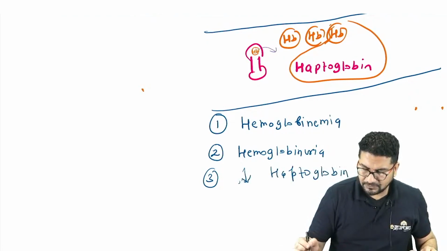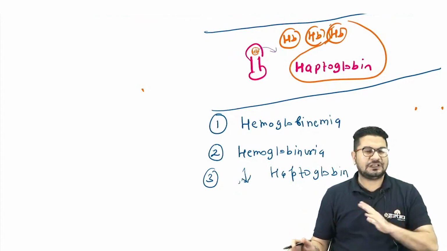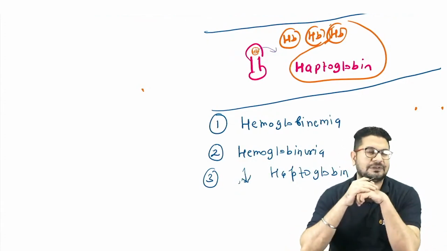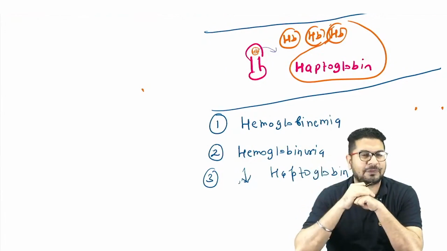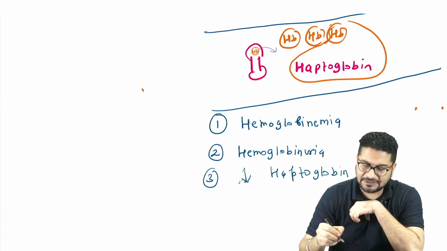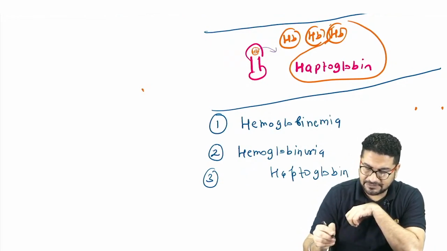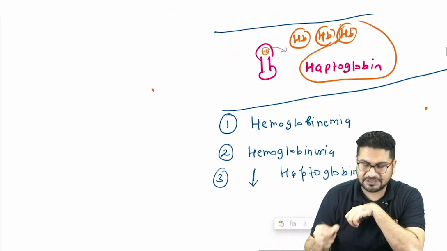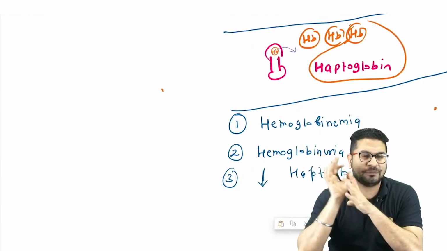So haptoglobin levels are not sufficient. Now see, normally in your body, RBCs are dying. RBCs complete their lifespan after 120 days, so these are called senescent RBCs. These are dead RBCs. They will die after 120 days. Who will take care of them? They are being taken care of by haptoglobin.